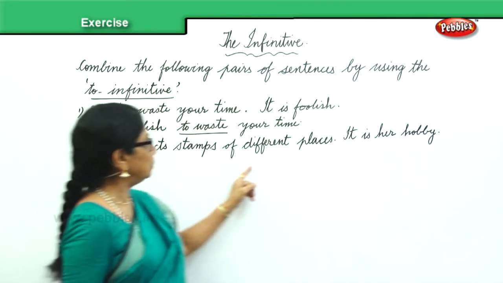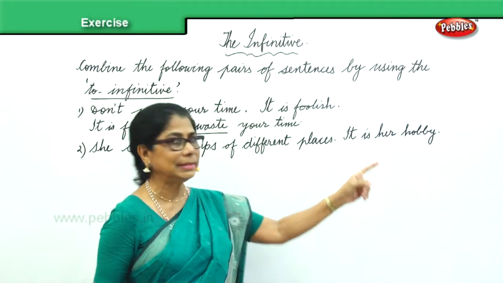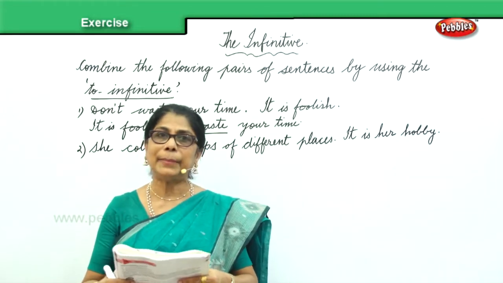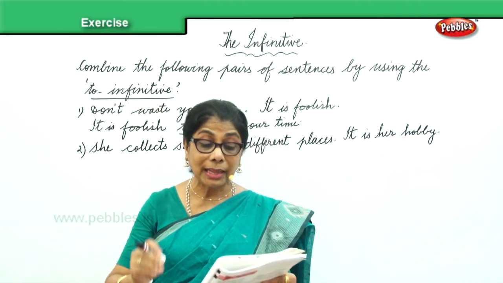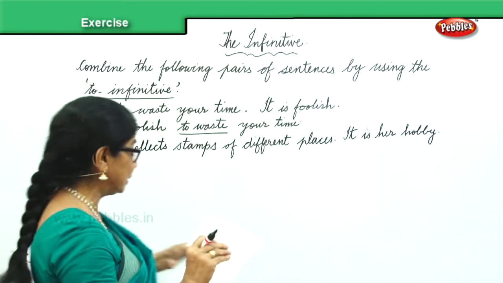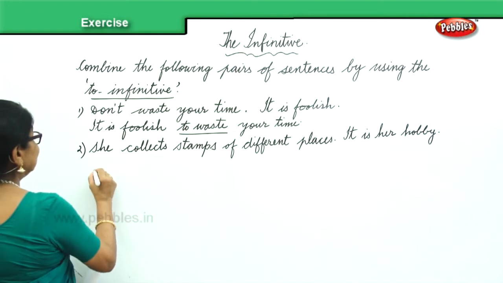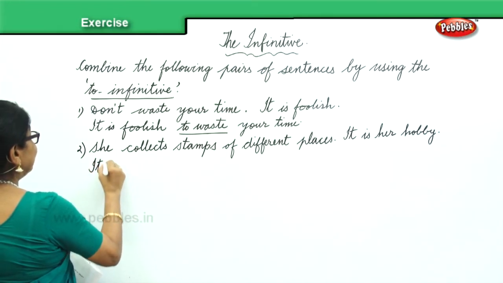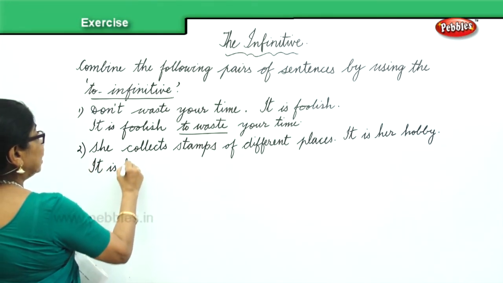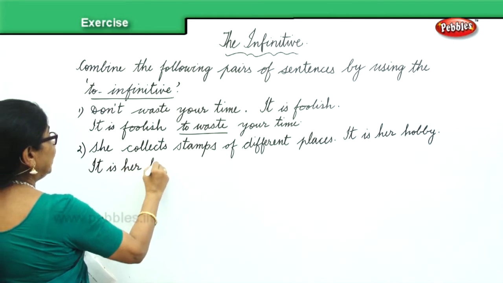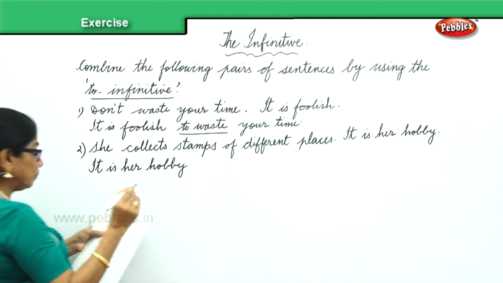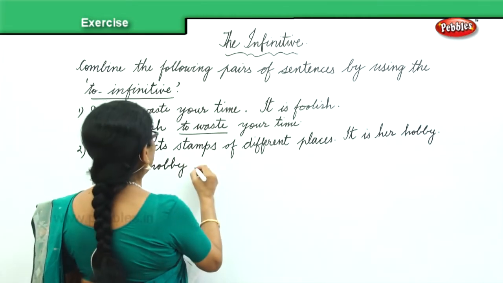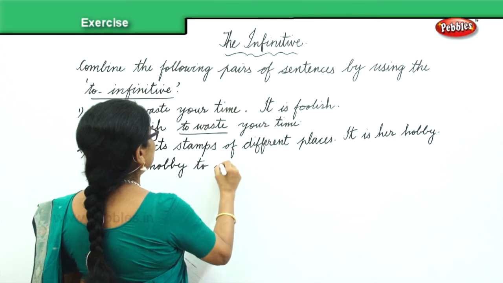She collects stamps of different places. It is a hobby. So, how will you combine the sentence? It is a hobby to collect stamps of different places. Answer is, it is her hobby to collect stamps. To collect.